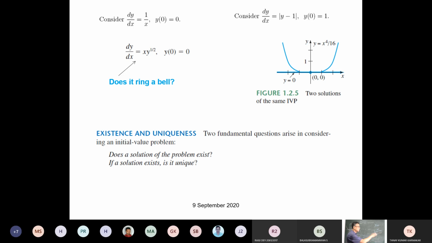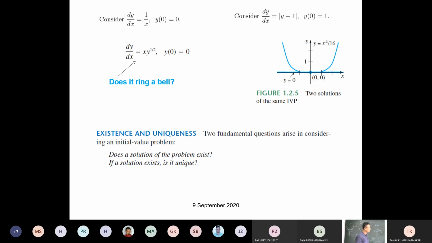So this I have already shown to you. Now this is the question. There are two fundamental questions associated with the above three differential equations. What are they? Does a solution of the problem exist? That is related to the first two differential equations here. And if a solution exists, is it unique? From the second and third one, you can see only the second one possesses a unique solution.